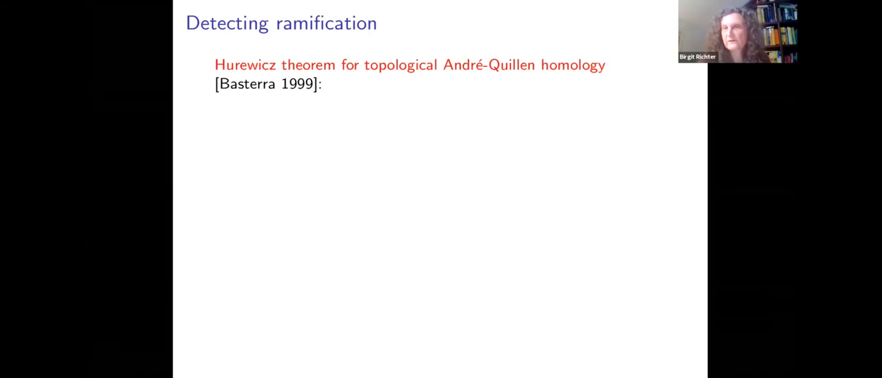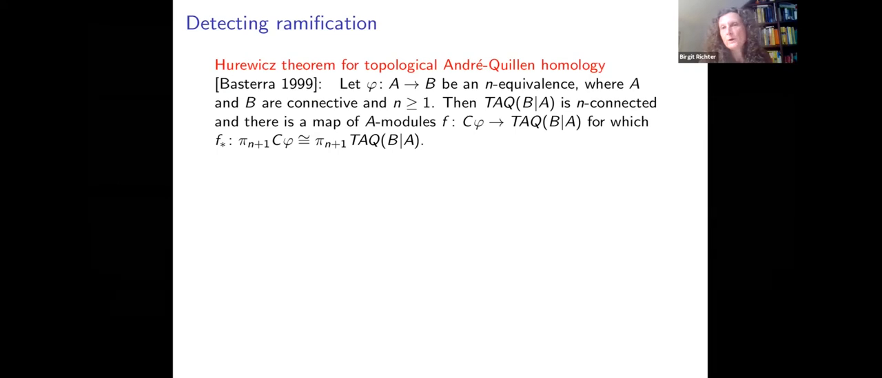So let's start with topological André-Quillen homology. So if the homotopy type is out of reach, what can you do? Well, we saw in algebra that the bottom homotopy group actually contained the information of the Kähler differentials. So maybe the bottom homotopy group can tell us something.